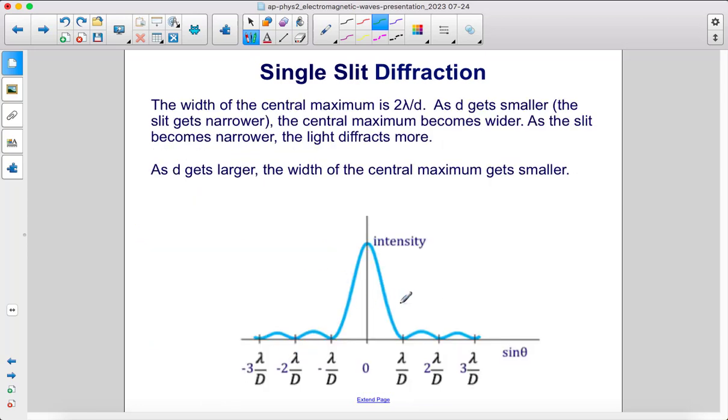The width of the central maximum in single slit diffraction is 2 lambda over d. As d gets smaller, so as the slit gets narrower, the central maximum becomes wider. As the slit becomes narrower, the light diffracts more. As d gets larger, so as the single slit gets larger, the width of the central maximum gets smaller.